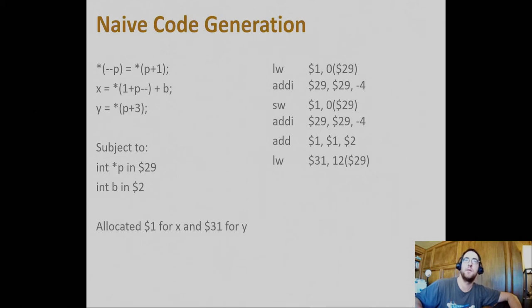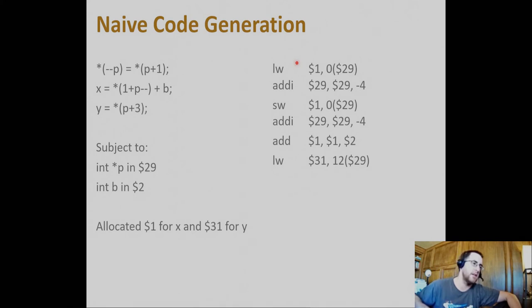So that's our setup. Here is one way to generate the code that implements this functionality. We load a value from the pointer p. We subtract that value by 4. And we store what we had loaded back into the subtracted line. These first three lines here are implementing this first line there. So this load word is this star p plus 1. Because p was decremented prior to p plus 1. So p plus 1 is actually p on entry to this code.